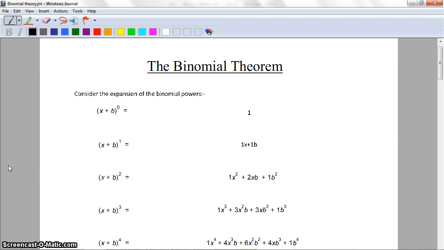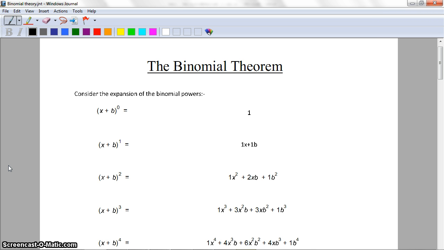I think you'll find this in chapter 1, almost exercise 1, some of these types of questions. The binomial theorem is a really good way of expanding brackets to the power of 1 or 2 or 3 or 4 really quickly and efficiently. So let me just jump straight into it.